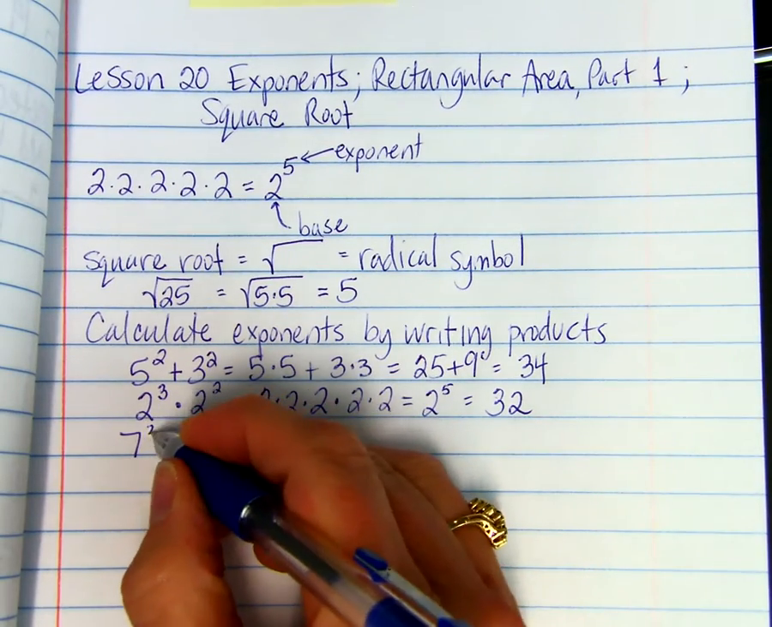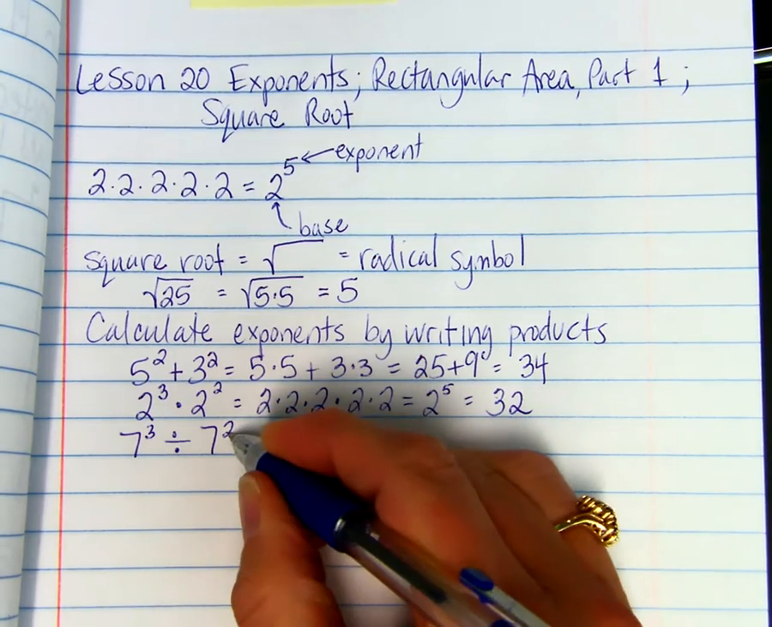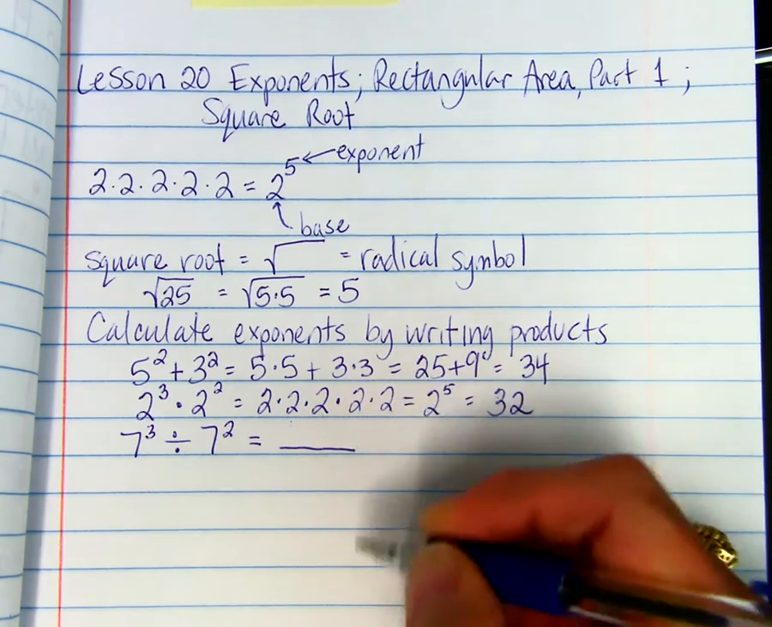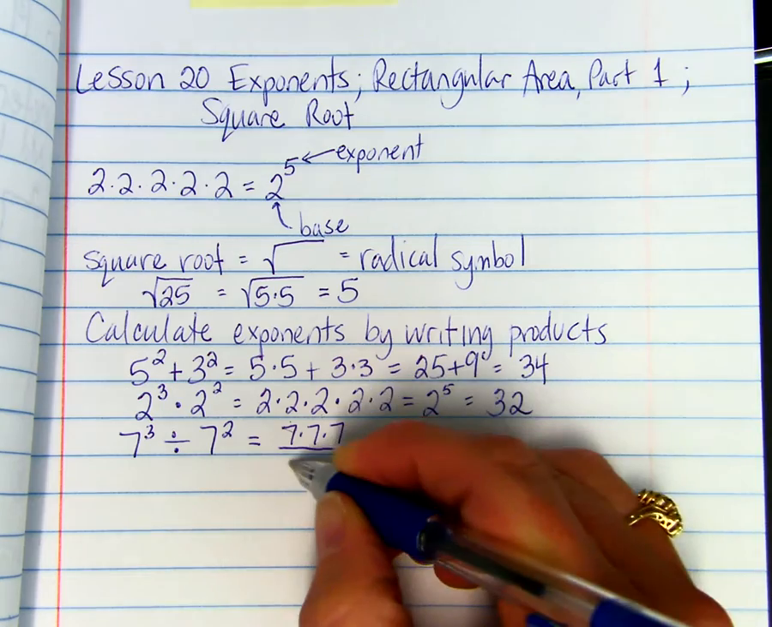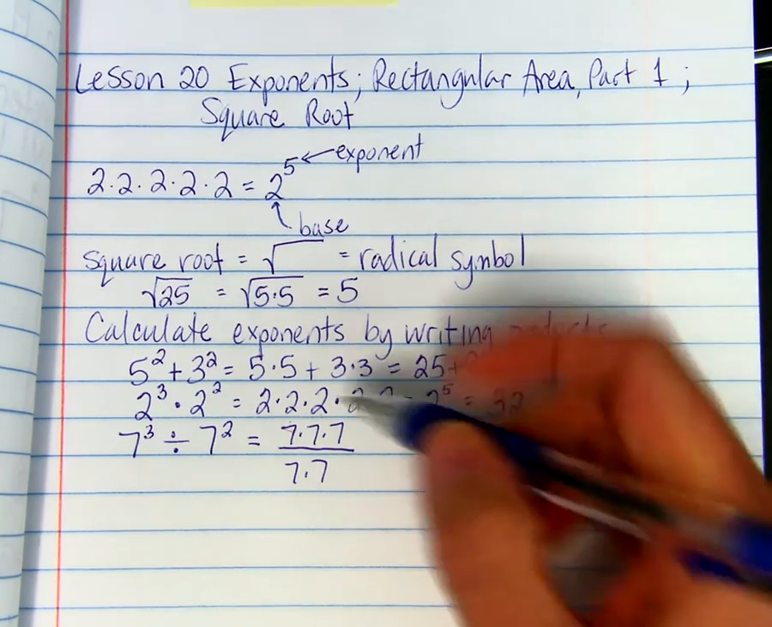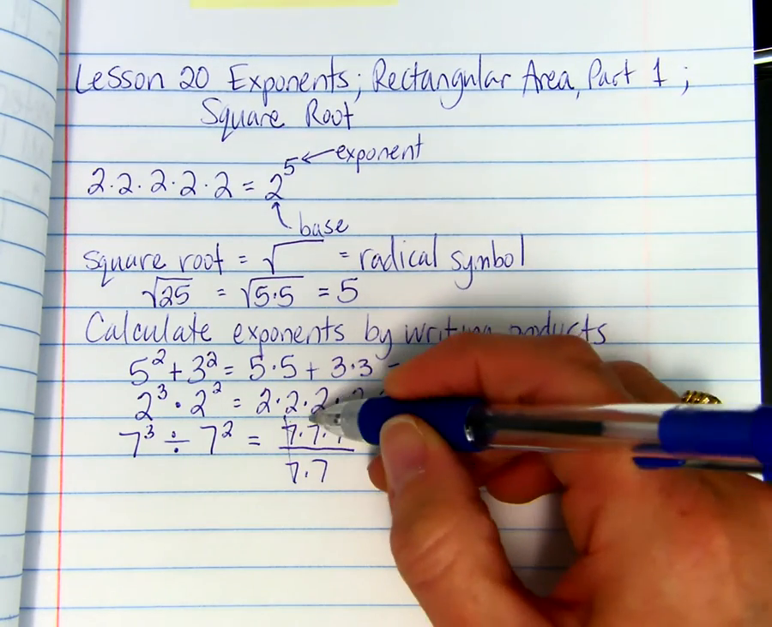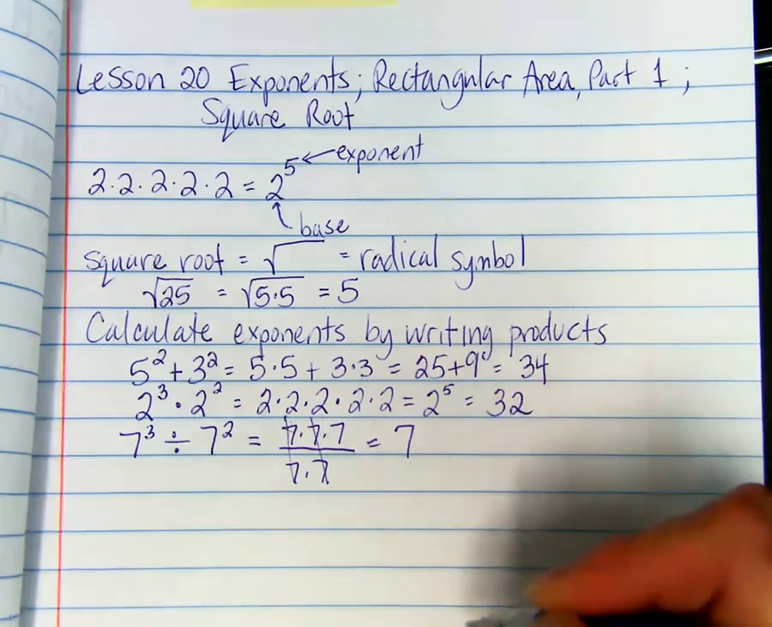Then if we're dividing, so we have 7 cubed divided by 7 squared. You could write that as a fraction with the division bar. We have 7 cubed in the numerator, 7 squared in the denominator, and we can cancel. 7 divided by 7 is 1, that goes to 1, this goes to 1, so that equals 7.